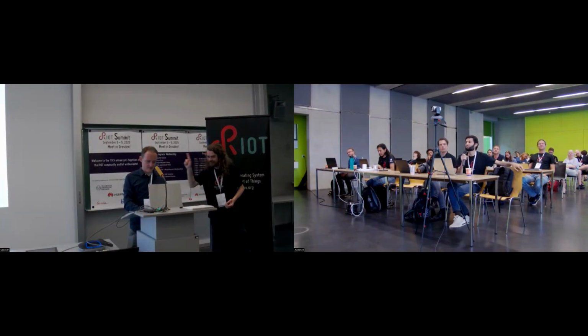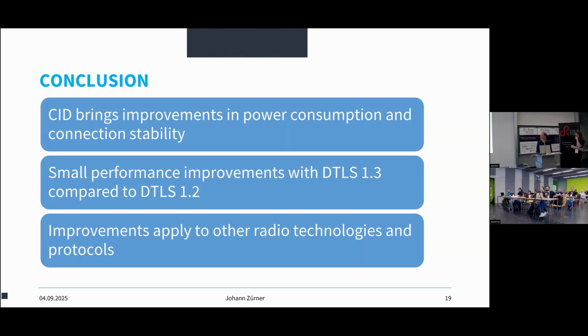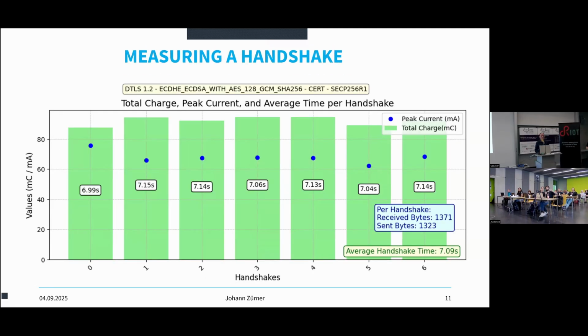On slide 11, you had graphs on the handshakes. So if we go back to that slide. Yes, this one. Basically you have in the legend peak current in milliamperes with the blue dots, and the total charge in millicoulombs, which is shown by the height of these dots.